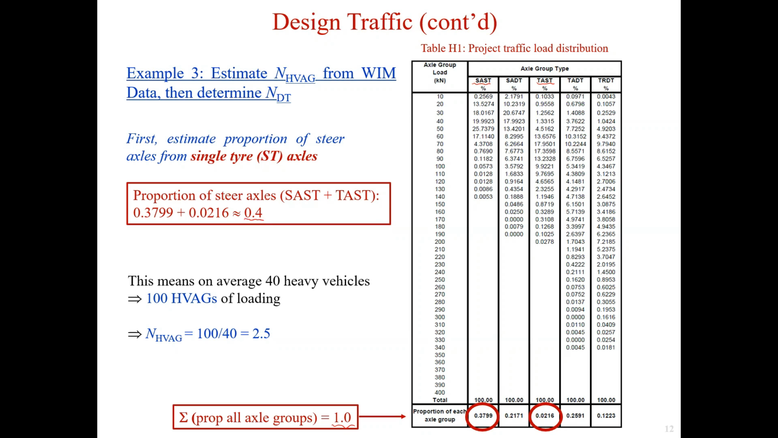To estimate the average number of actual groups per heavy vehicle, it is assumed that there is one SAST or one TAST per heavy vehicle. Therefore, on average, 100 HVAG of loading results from the passage of 40 heavy vehicles. So the average number of actual groups per heavy vehicle is 100 divided by 40, which equals 2.5.